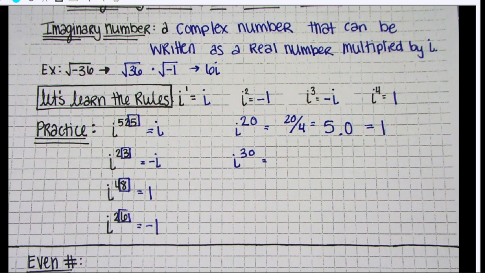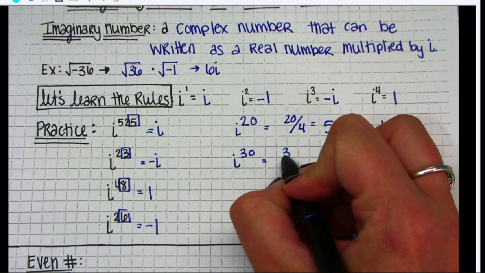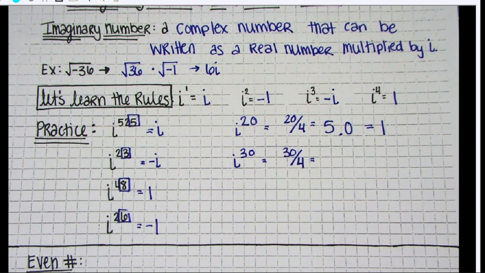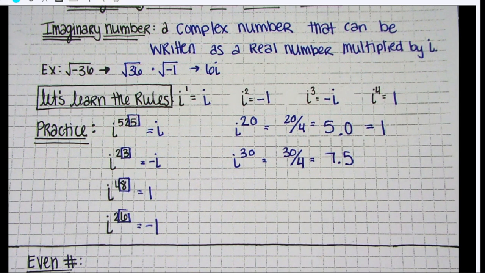Let's try i to the 30. You take 30 and divide it by 4. So what's 30 divided by 4? Okay, 7 with a remainder of 3, or 7.5, right? So 7.5. Okay. 0.5 is 2/4. Does that make sense? A half is 2 out of 4. So I'm going to use i to the 2 because it's out of 4.